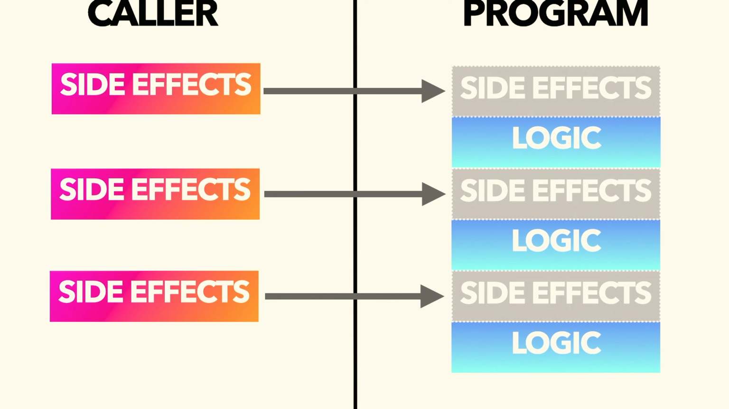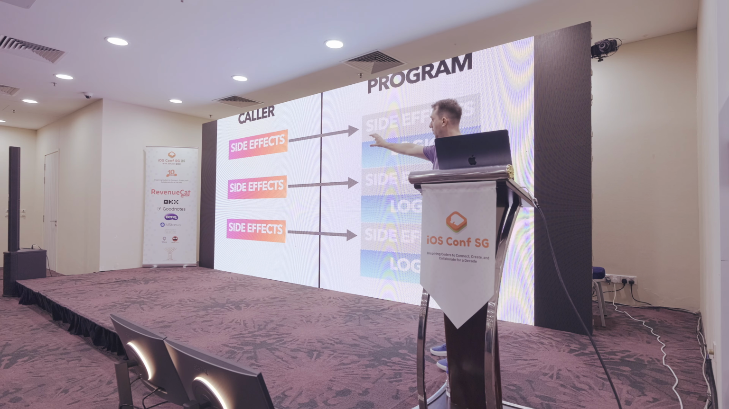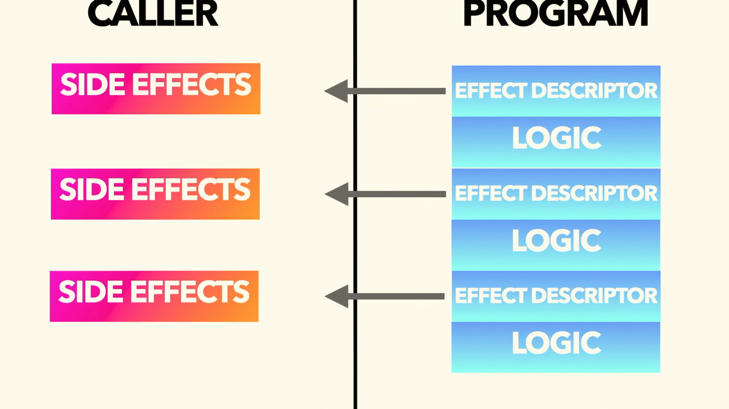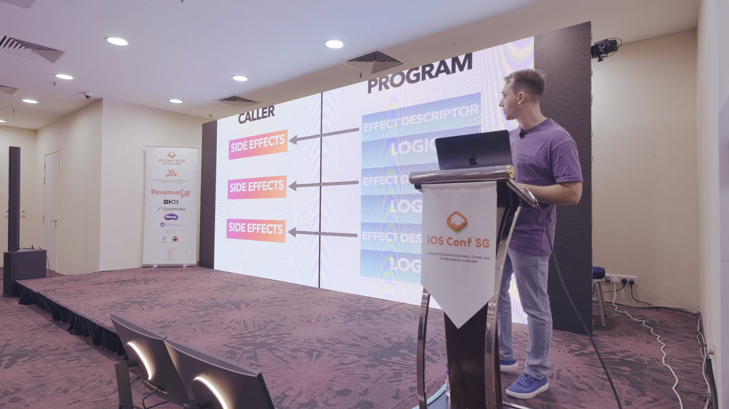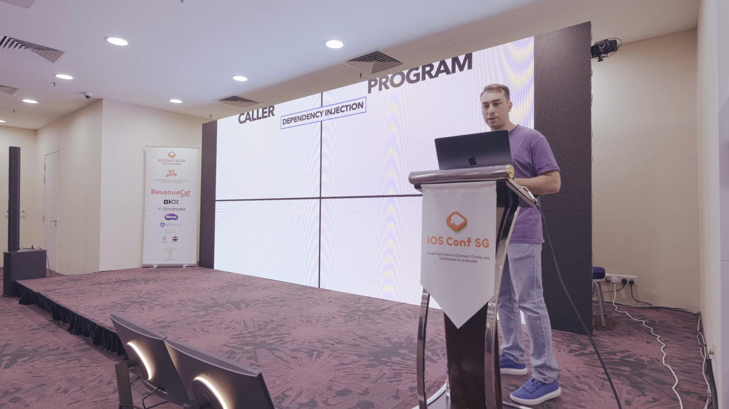So here's what we have with dependency injection. We inject the side effect implementation from the caller into the program. So what if we did the opposite, where our program doesn't care about side effects at all? All it does is describe the effects it wants to perform and return them to the caller. And then the caller maps these descriptions to actual side effects. So here's how it looks in code.